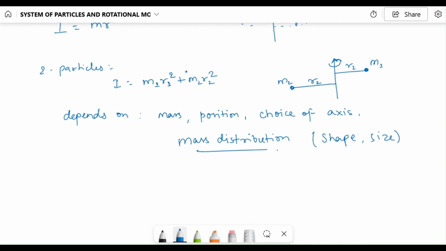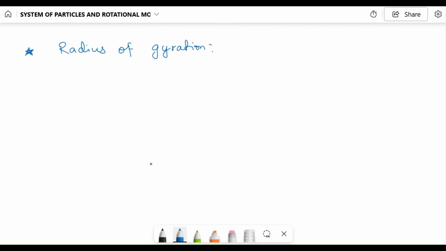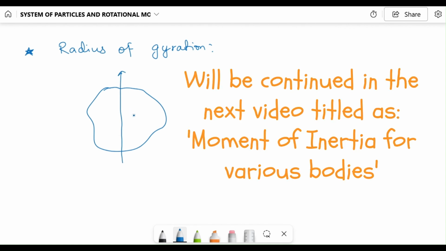Now I am going to introduce one topic here, and thereafter we will continue this discussion in the next video. There we will try to obtain the moment of inertia for various regular shaped objects. So now I'm going to introduce a term called radius of gyration. What does it mean? Let's say we have a system of particles where there are n number of particles, a kind of extended body, we can say a rigid body, and n number of particles are constituting this rigid body.